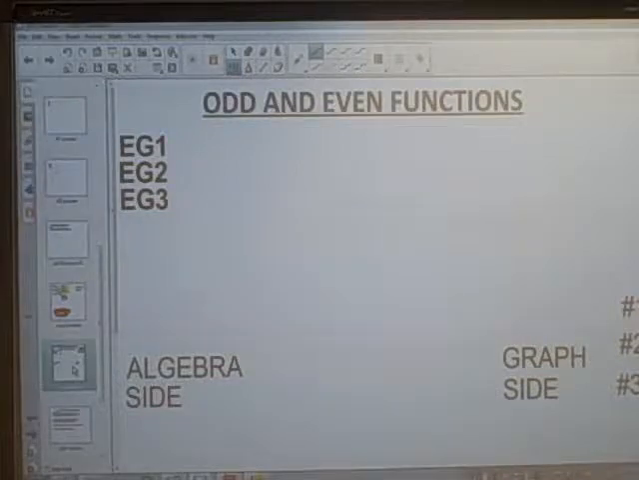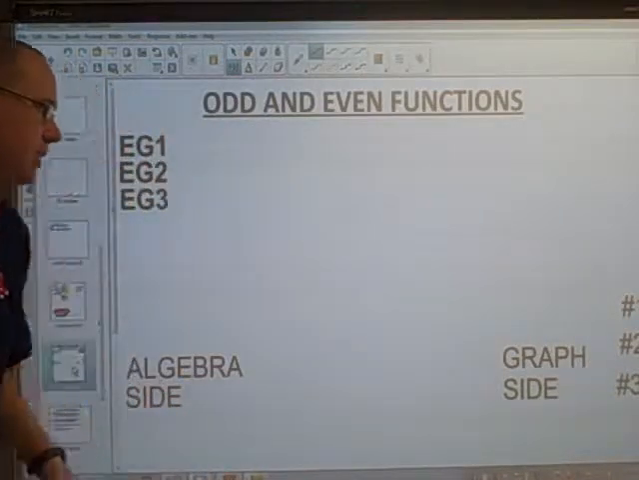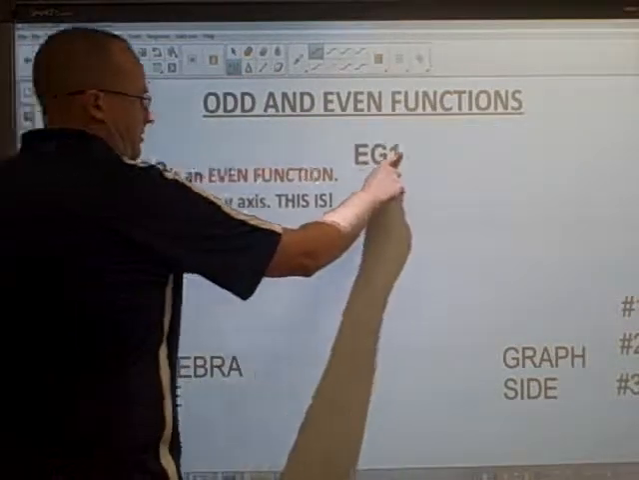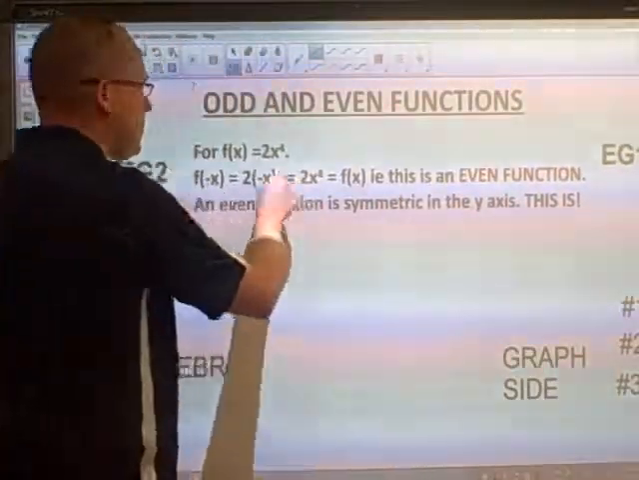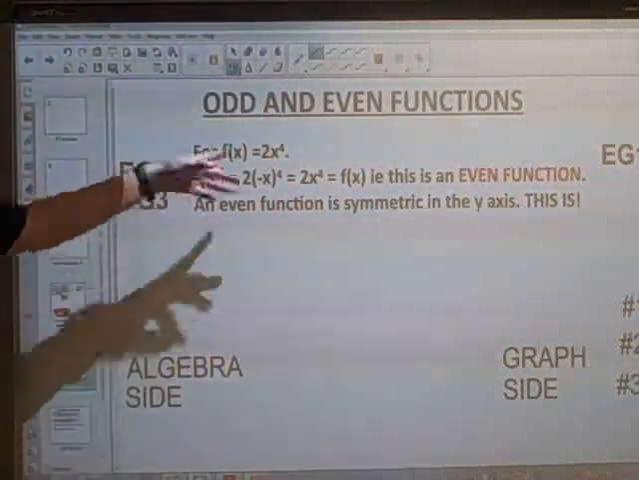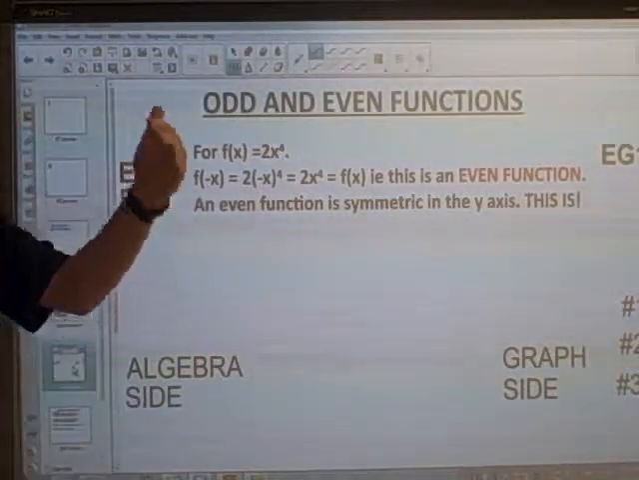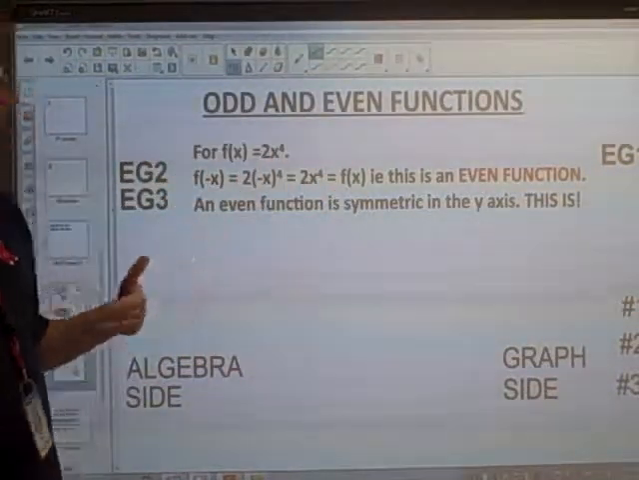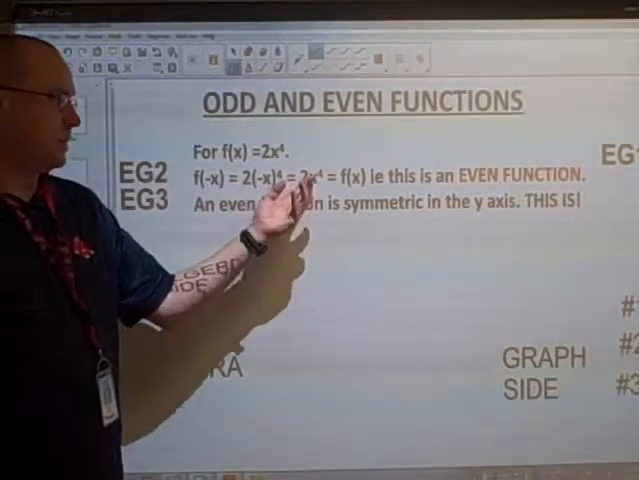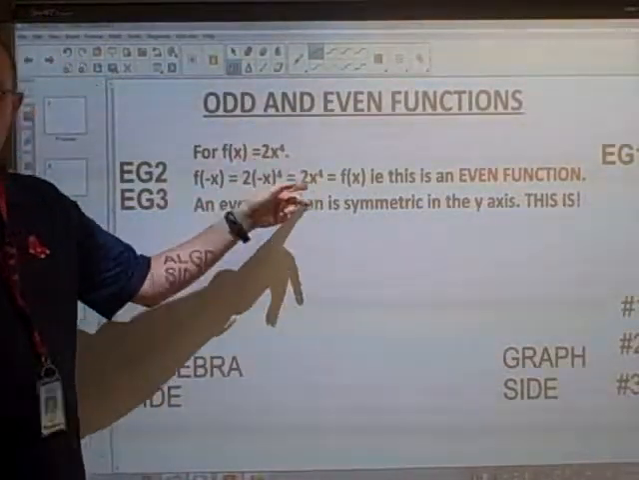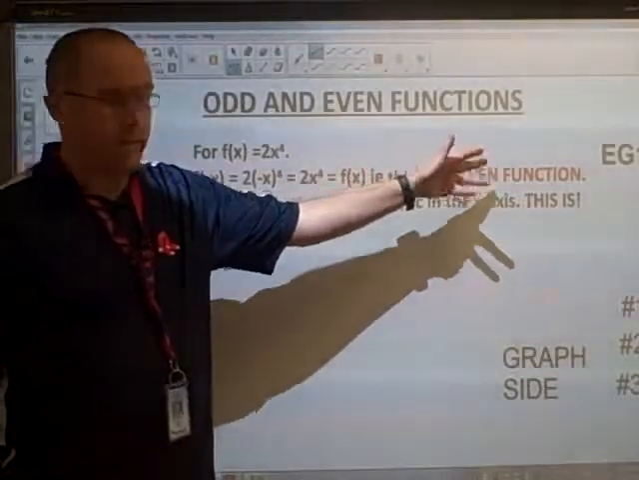Now, if you don't know the graphs, you can also look at them algebraically. So if we look at our first example, 2x to the power of 4. Where it says x, we replace it by negative x. Now, if you do negative x to the power of 4, negative times negative times negative times negative turns out to be a positive, and then x to the 4 is x to the 4. So you end up with what you started with, and that's the definition for an even function.